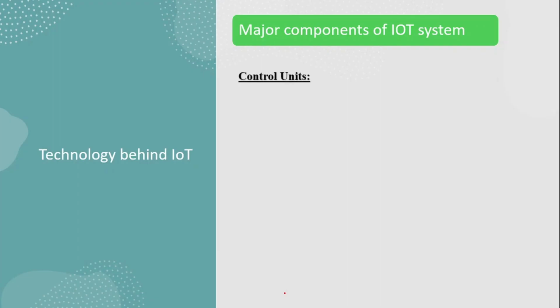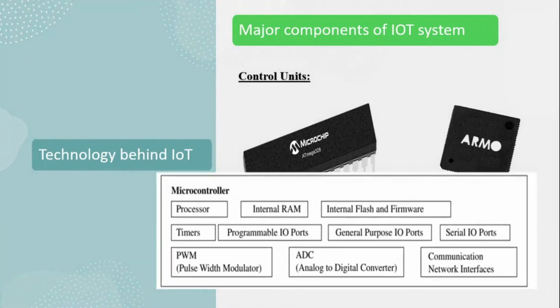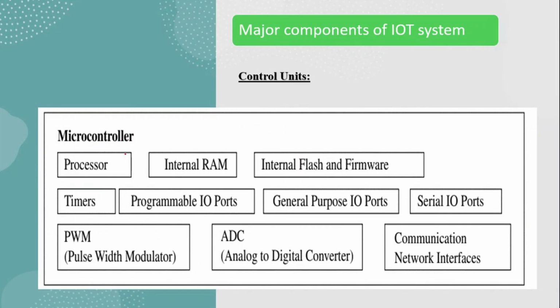Now coming to the control units. So here we can use different control units, ARM, Atmega 328. Each control unit contains these components. A microcontroller contains one processor for processing the data, internal RAM, flash memory, firmware, timers, input output ports, which means programmable input output ports, general purpose input output ports, serial input ports. So three types of input output ports are available. Next, pulse width modulators, analog to digital converters, and finally communication network interfaces. All these are present in control units.